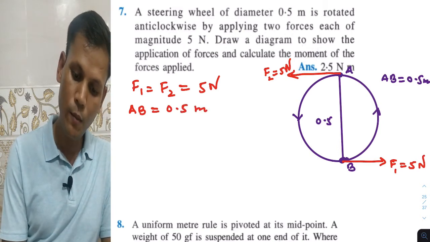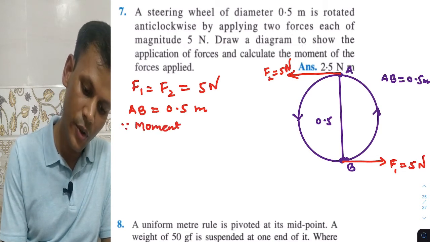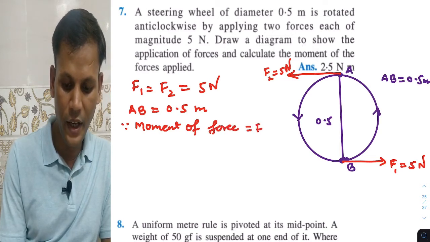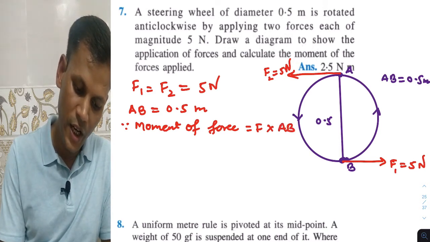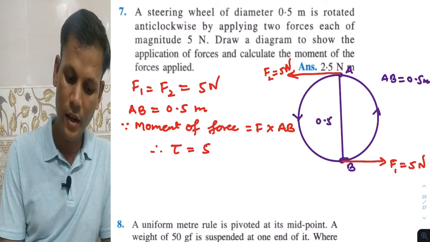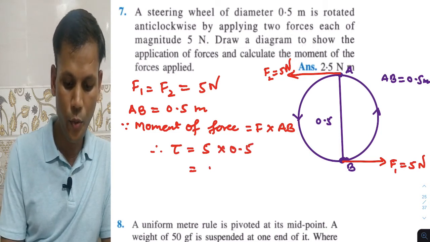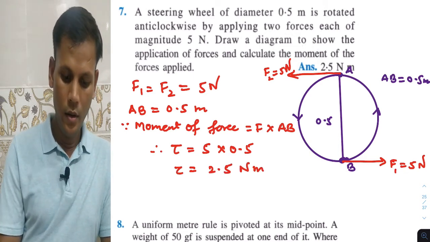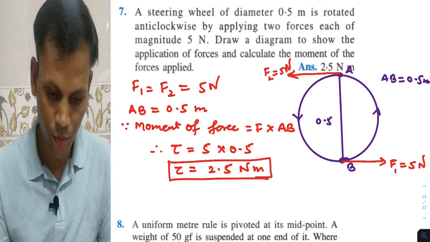So we know that moment of force is equal to F into AB, the perpendicular distance between the two forces. So moment of force tau is equal to F, which is 5 Newton, into AB, which is 0.5. So it will be 2.5 Newton meter. I think it's really easy for you people.